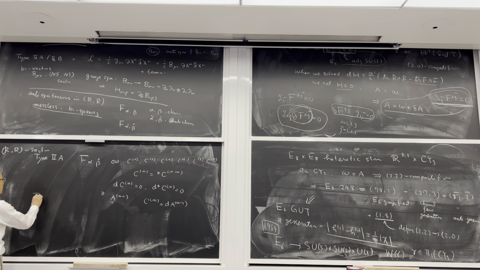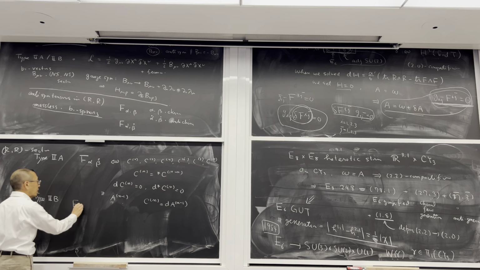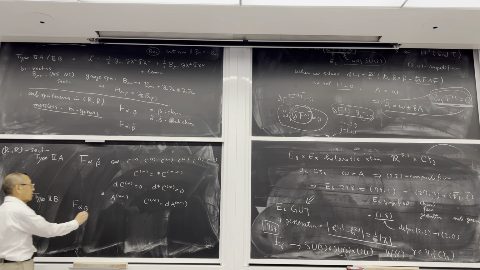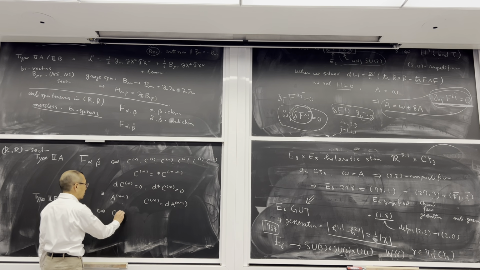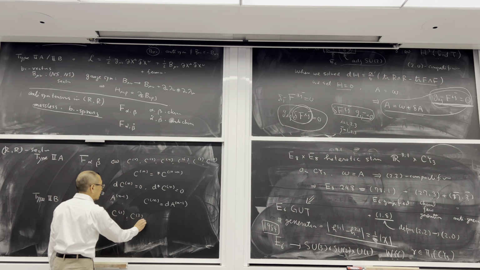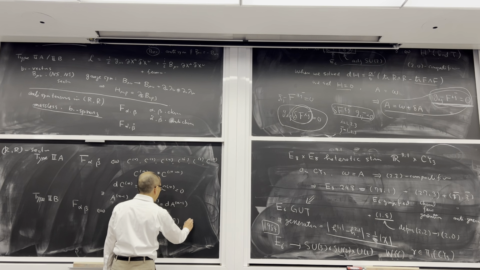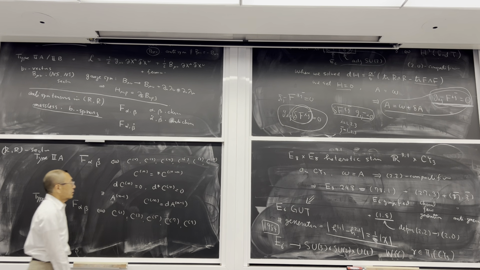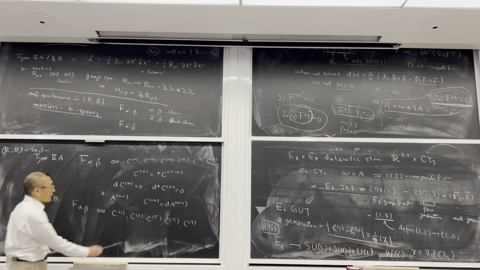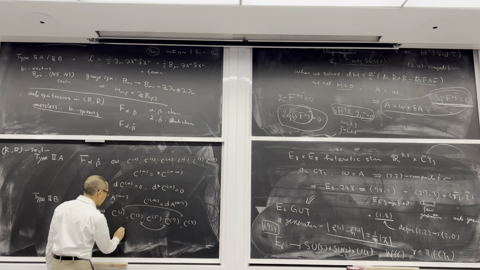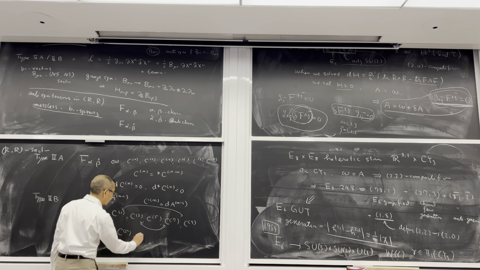So type 2B, you have bispinors of the same chirality. So this gives rise to C1, C3, C5, C7, and C9. Okay? And then again they are paired up. So this is paired up with this one. This is paired up with this one. But interestingly, C5 is self-dual.